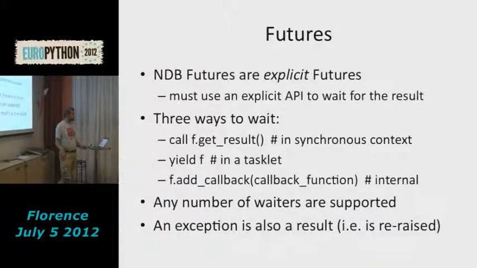So, it's totally legitimate to have multiple tasklets share a future and all call getResult on it, or all yield it, or some call getResult and some yield it. The first one to hit that point will actually block. All the others will just get a duplicate, an extra reference to the same result.